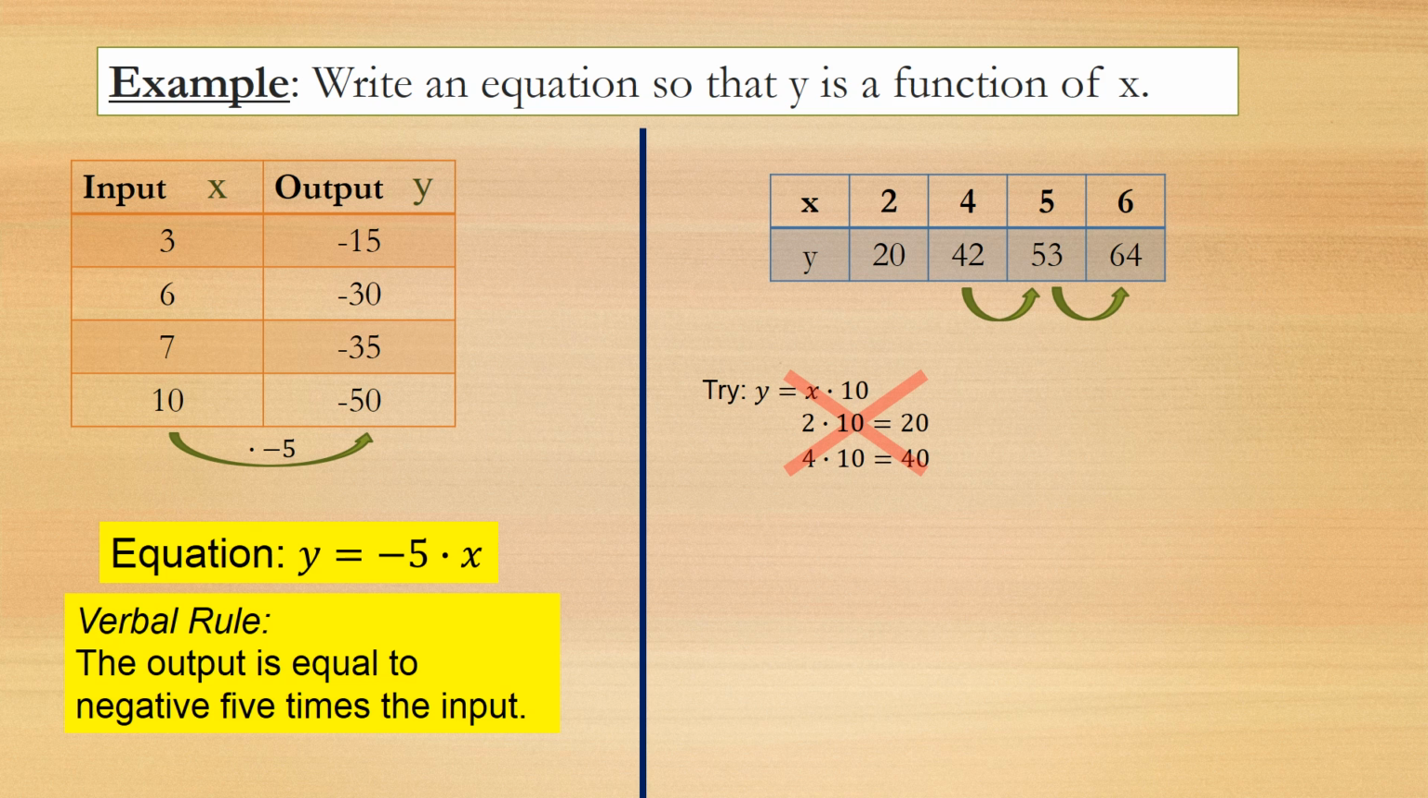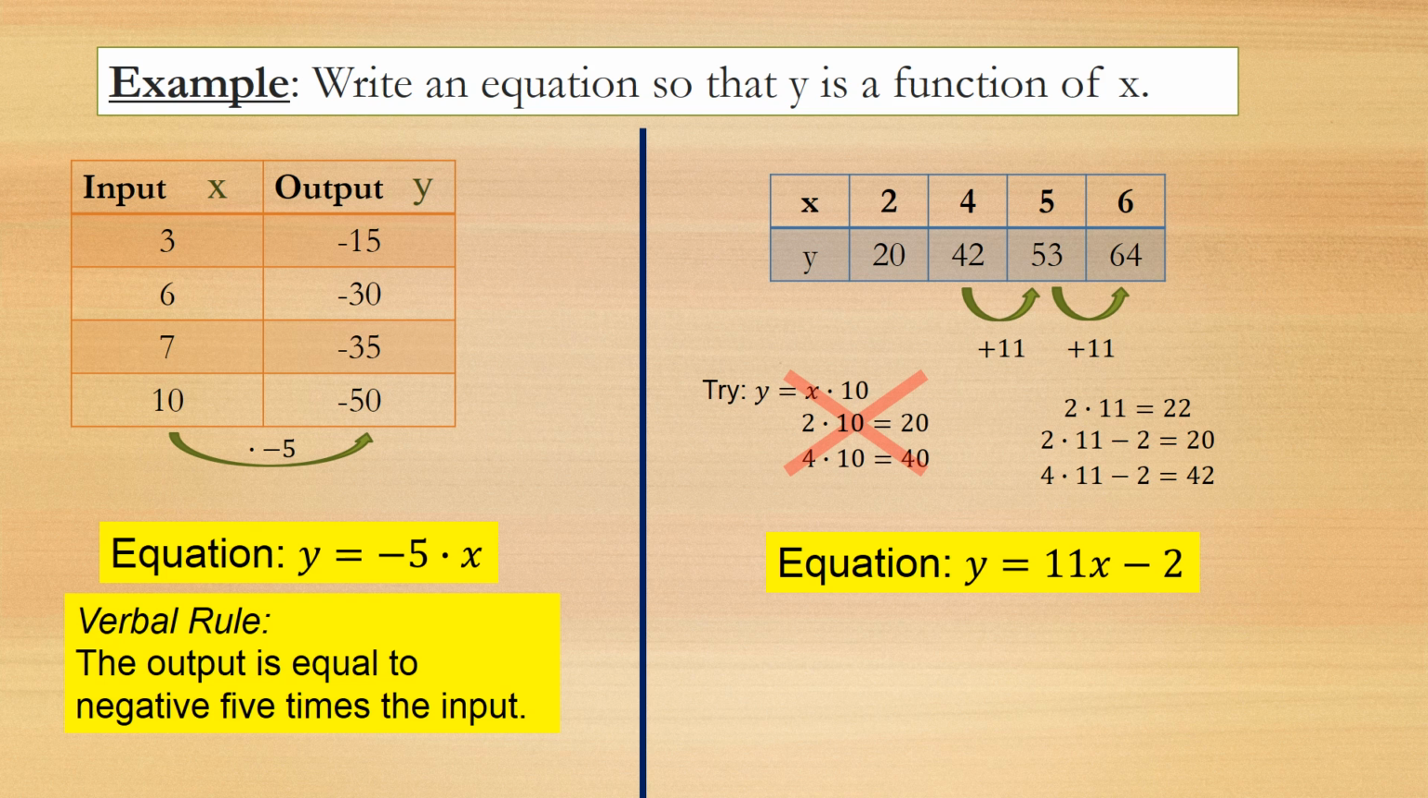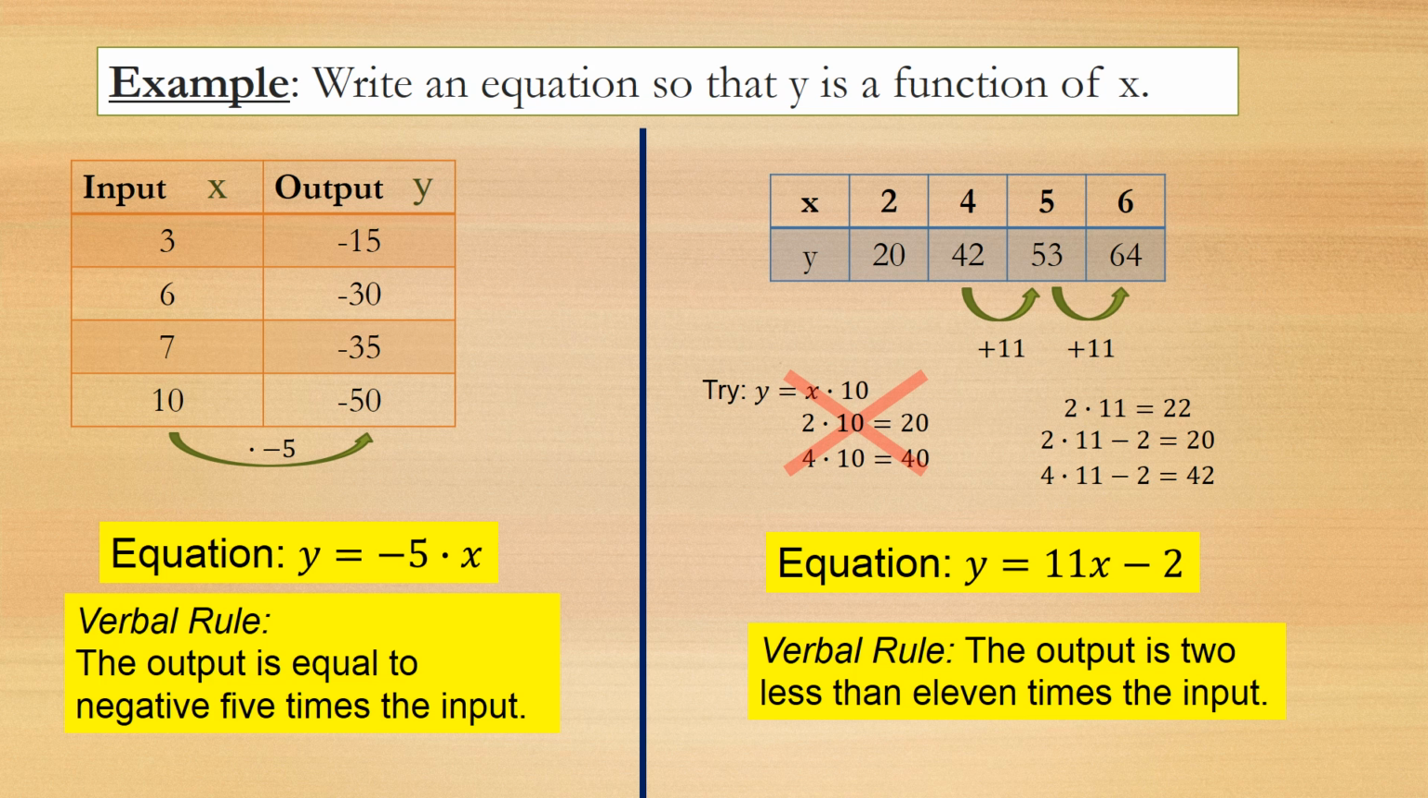If we look at the y value, we could see that each time the y is being added by 11. And maybe we should look to multiply by 11. I know that if I said 2 times 11, that would be 22. So subtracting 2 will bring us down to 20. If we try another one, 4 times 11 is 44. Minus 2 gives us 42. And that 42 matches this 42. We can confidently say that the equation is y equals 11x minus 2. The verbal rule is that the output is 2 less than 11 times the input.